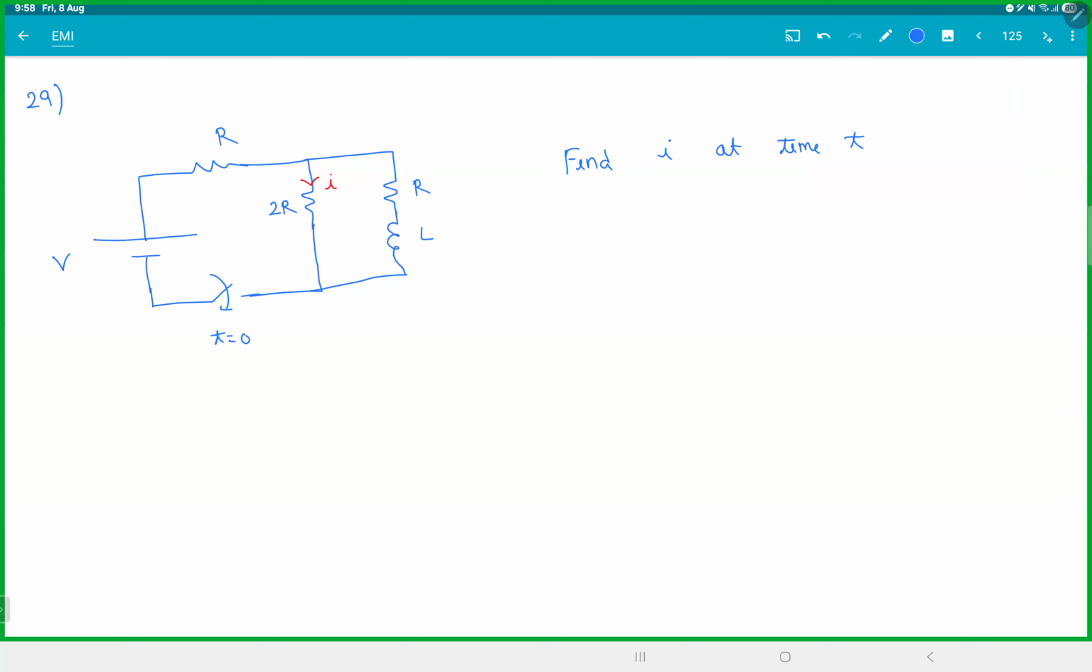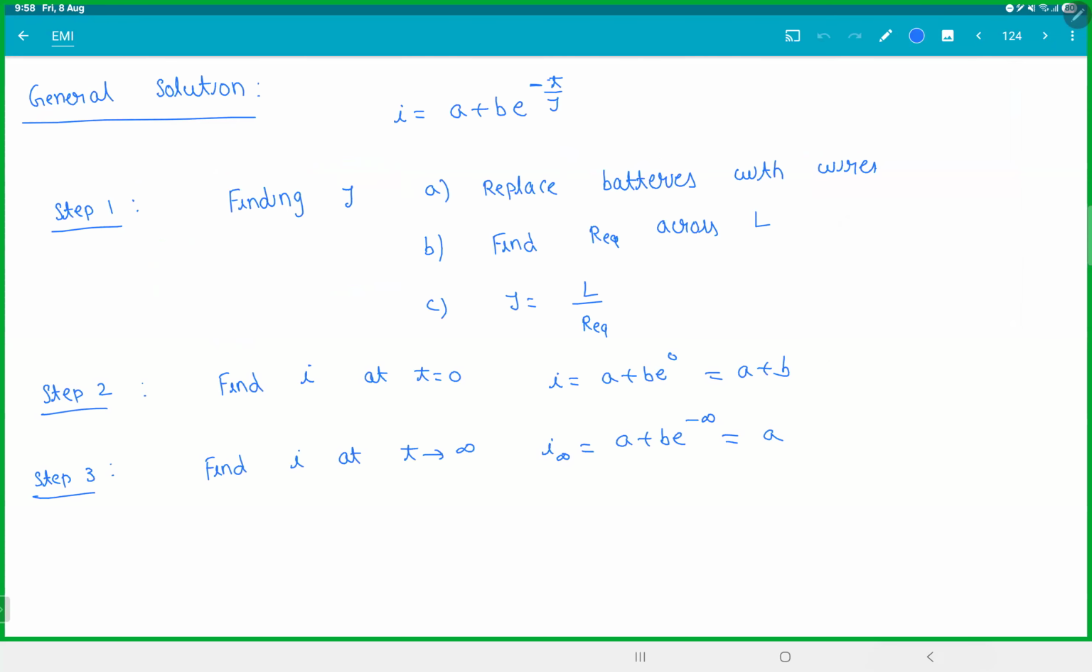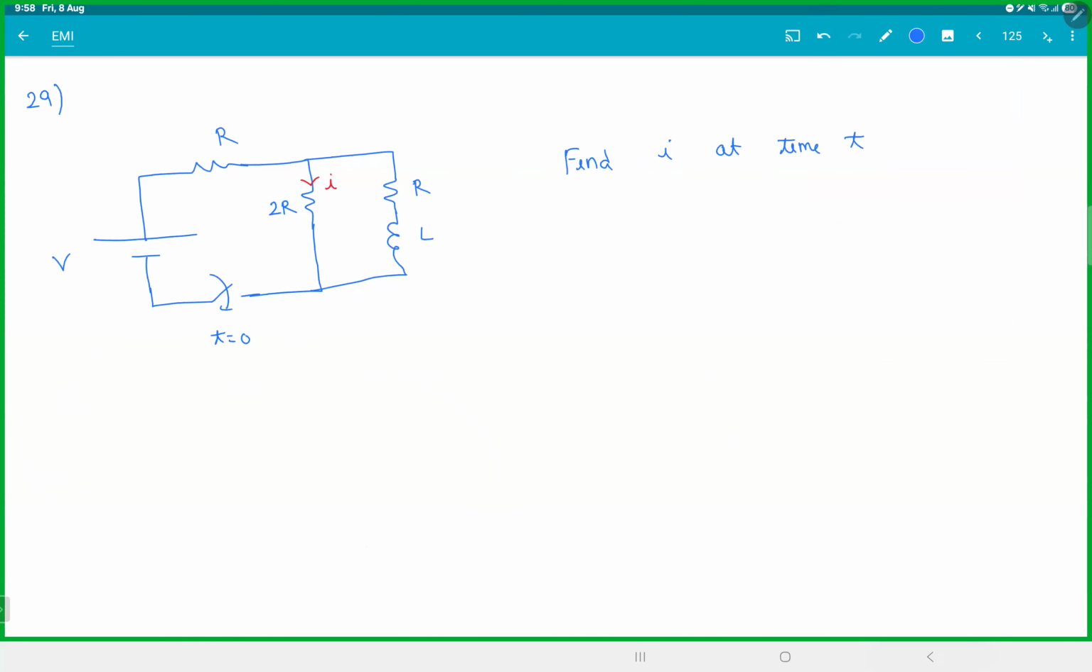Let's get that. Find the current in the 2R at time t. Remember the process. Finding the time constant, find the current at T0 and current at infinity. You already know this step 2 and step 3. Try. You got 3-4 minutes.